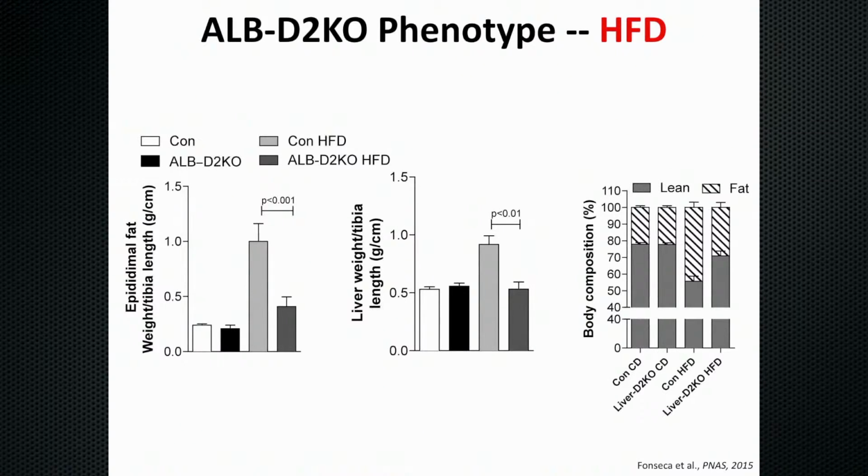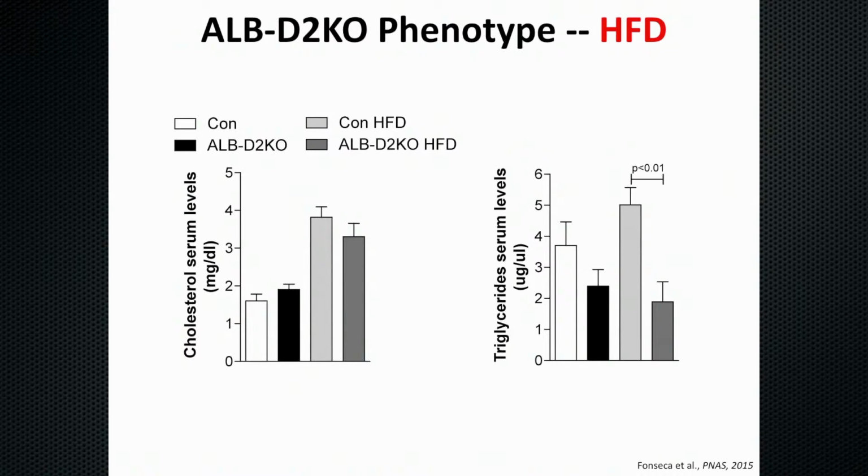We wanted to make sure that we really believed that and measure this in different ways. If you look at the epididymal white fat deposit, you can weigh the tissue there, and you see that in the control mice, the level of white fat in the epididymal area goes up significantly on a high-fat diet, but not so much in the albumin D2 knockout mouse. The liver weight goes up dramatically on a high-fat diet in the control animals, but doesn't increase at all in the albumin D2 knockout animals. And you can see that the high-fat diet results in a significant increase in the proportion of body fat in the control animals, but this, again, does not occur in the albumin D2 knockout animals.